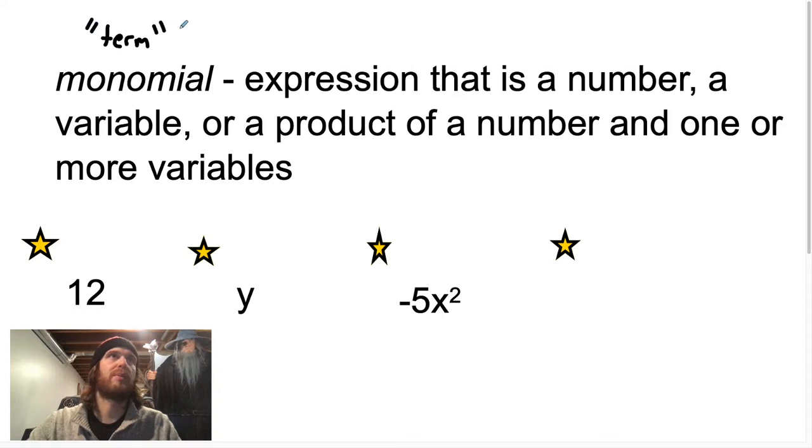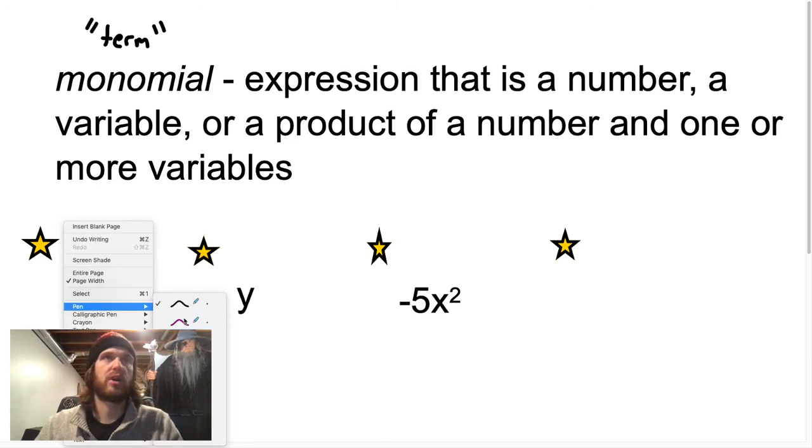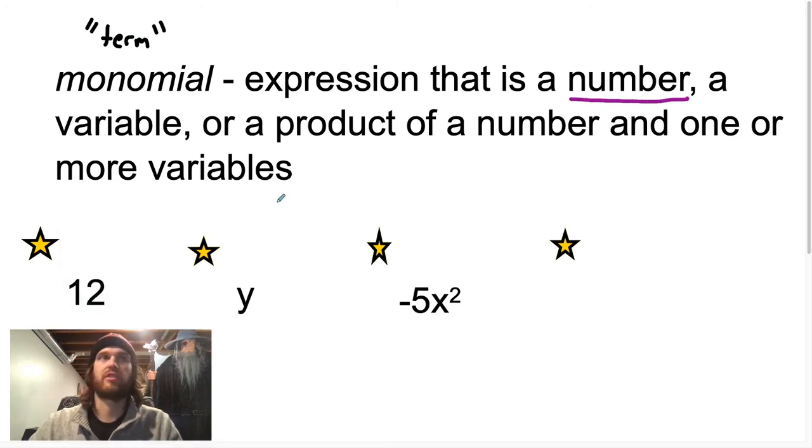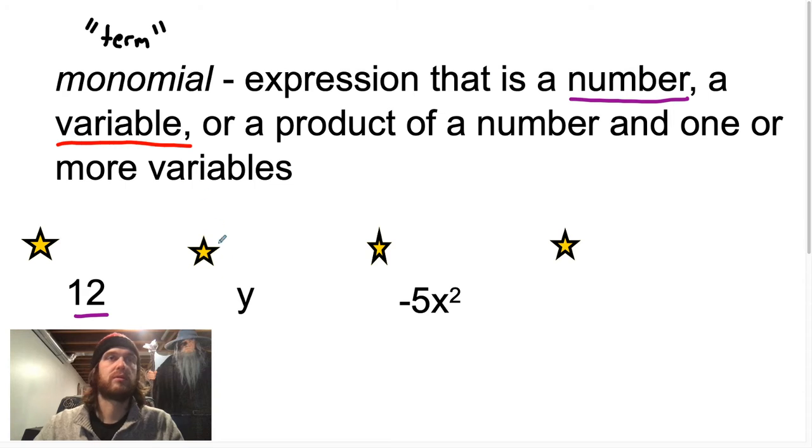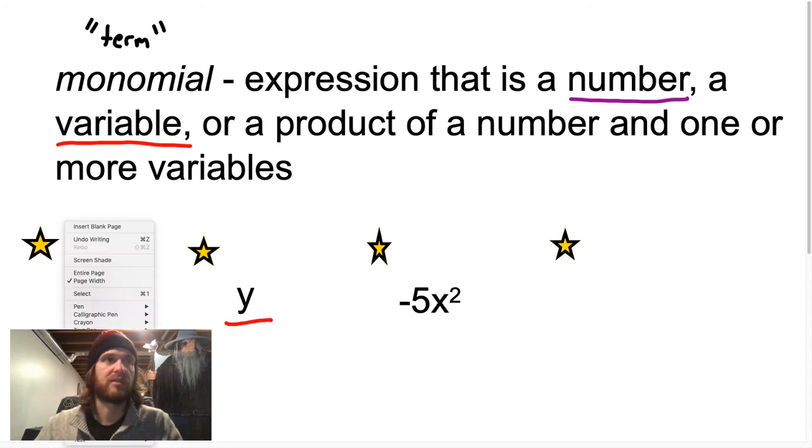Okay, now, not all terms are monomials, but all monomials are terms. When I said combining like terms, I'm really talking about these things that we kind of add or subtract together. So let's go through. I'm going to kind of color code these. Number, if it's just a number like this, we call that a monomial. A variable, that's like this.